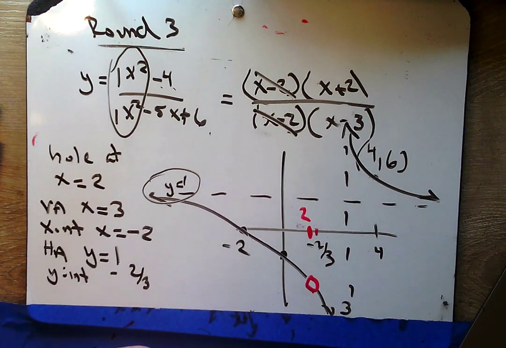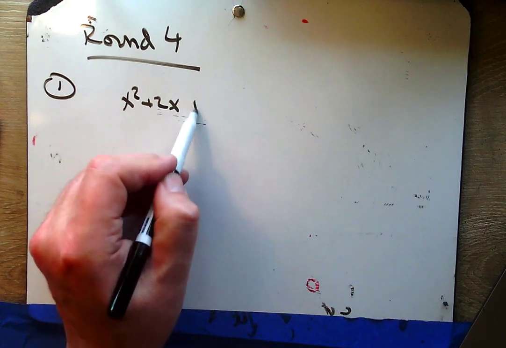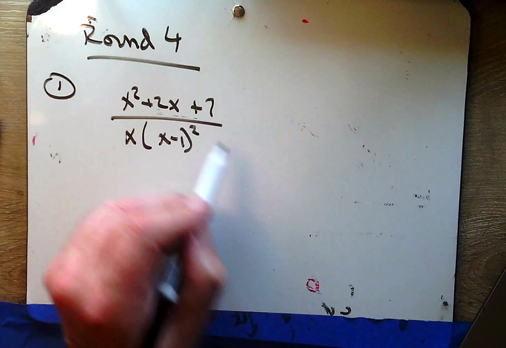Okay. One more, or are you good? I think you're kind of good with this. How about round 4, our last round with sidewalk chalk? Sorry you didn't get to do that. In round 4, I want to take a look at this one. Number 1 says x squared plus 2x plus 7 over x minus 1 squared.